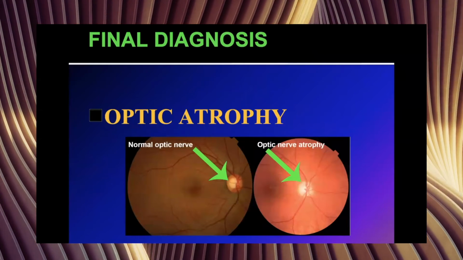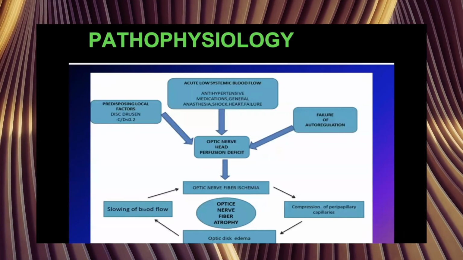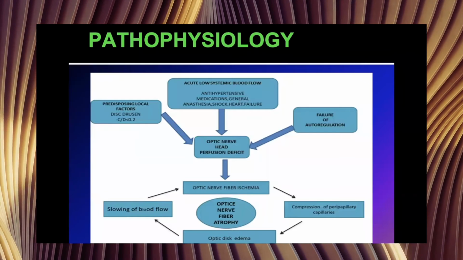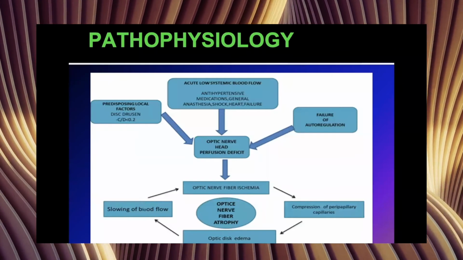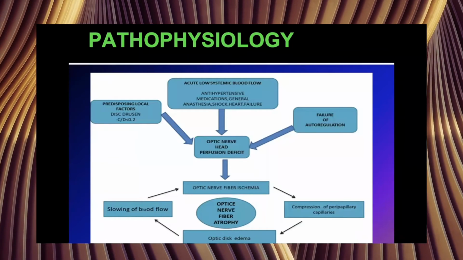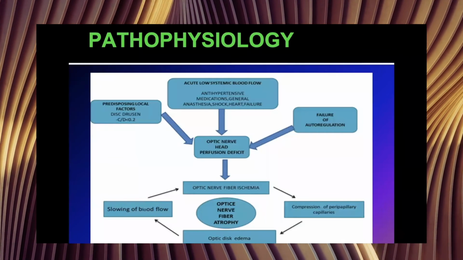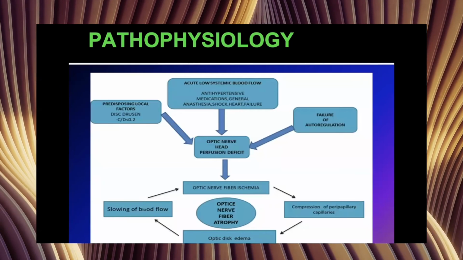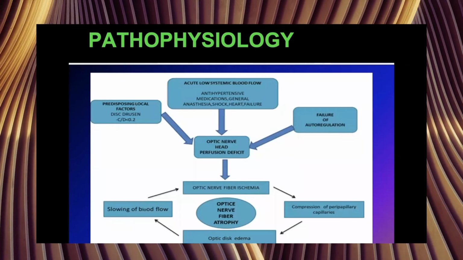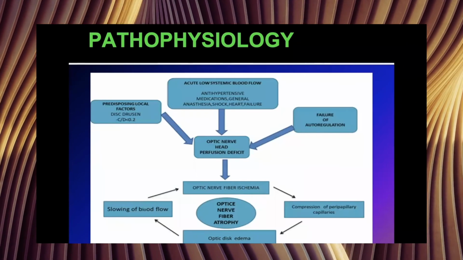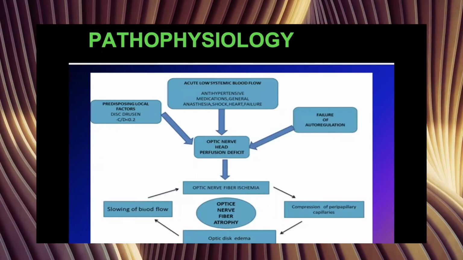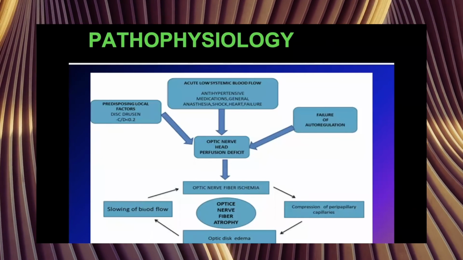Now we will see the pathophysiology of optic atrophy. So generally, it is due to acute low systemic blood flow. So whenever the blood flow is decreased, it will lead to ischemia of the neurons of the optic nerve. So then it leads to optic nerve fiber ischemia and then leads to atrophy. So it may be also due to compression of peripapillary capillaries, and it leads to optic disc edema, and it will contribute to further slowing of blood flow, and again the optic nerve becomes ischemic. It is a continuous process. So in this, we will finally see the atrophy of the optic nerve.